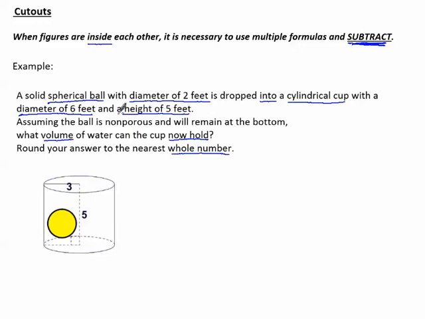So there's a volume measurement that we're looking for. And we've got two objects here. We've got a cylinder, but inside of it is a ball, and it takes up space. So let's look for the formula for the volume of the cylinder. Usually, we start with the larger object.